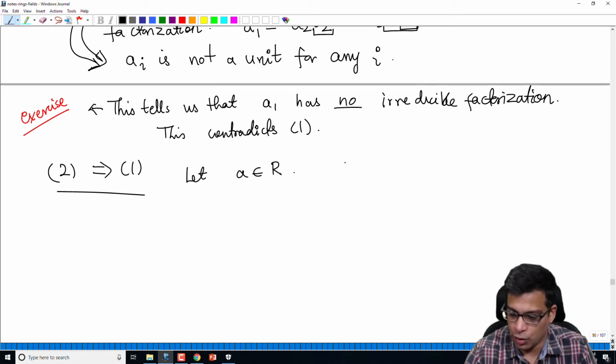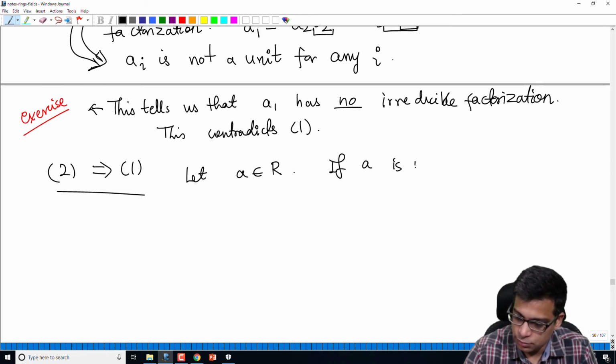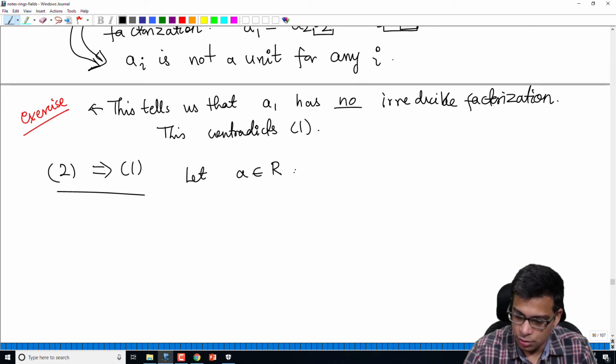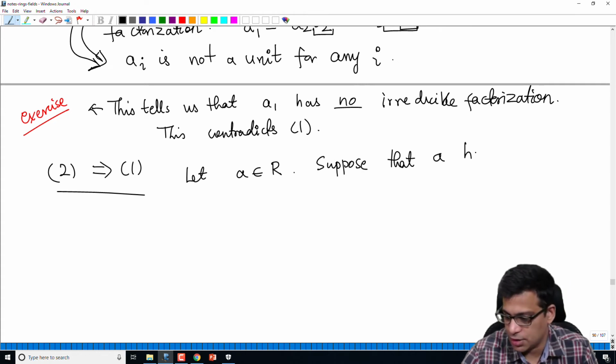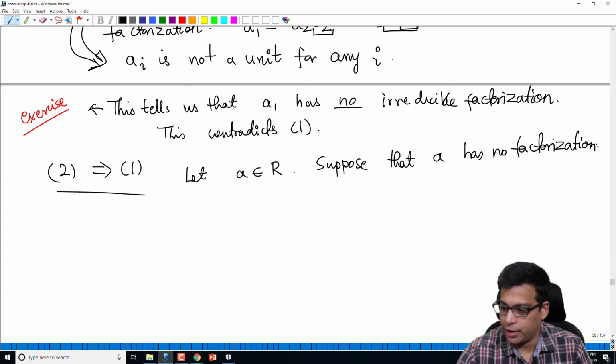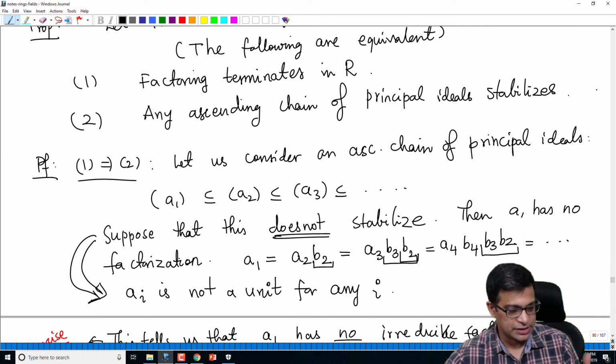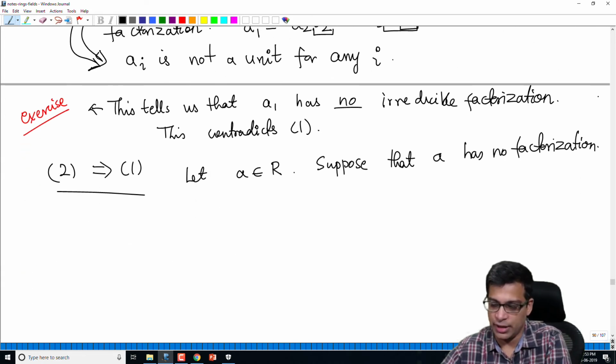Recall what was the algorithm? If A is irreducible, A has a factorization. So actually I am going to assume that 1 is false and get a contradiction. Suppose that A has no factorization. I am assuming 2 and I am trying to show 1, which is that factoring terminates in R, which is another way of saying that every element of R has a factorization. Suppose that there is an element of R called A which has no factorization.